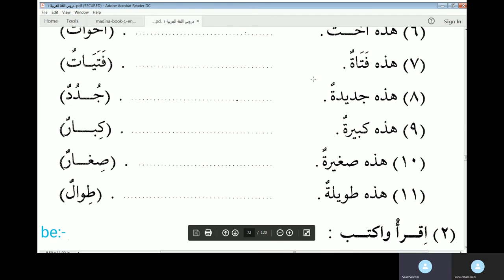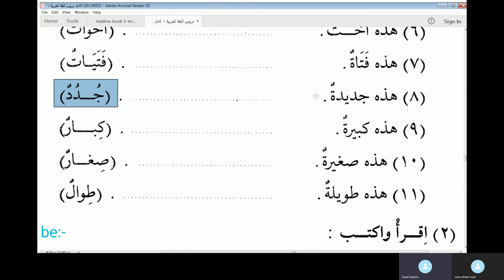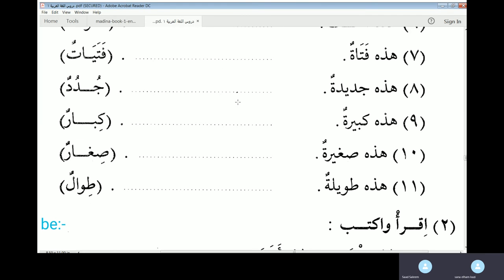Note that for non-intelligent feminine words and masculine words, the plural is the same. Haza jadidun, haza jududun, hazihi jadidatun, haza jududun. Same thing for both masculine and feminine non-intelligent things. Okay? I didn't understand, brother.